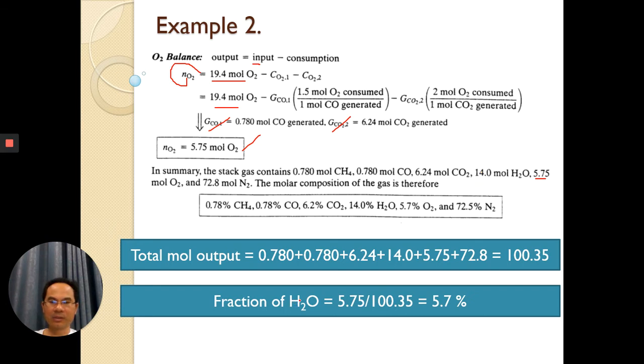No, this should be this oxygen. Okay, this mole oxygen. Oxygen is 5.75. The fraction is 5.75 divided by total. You get 5.7%. And also for methane, it is 0.78 divided by 100.35. You have to multiply by 100, you get percent for that case. Okay.